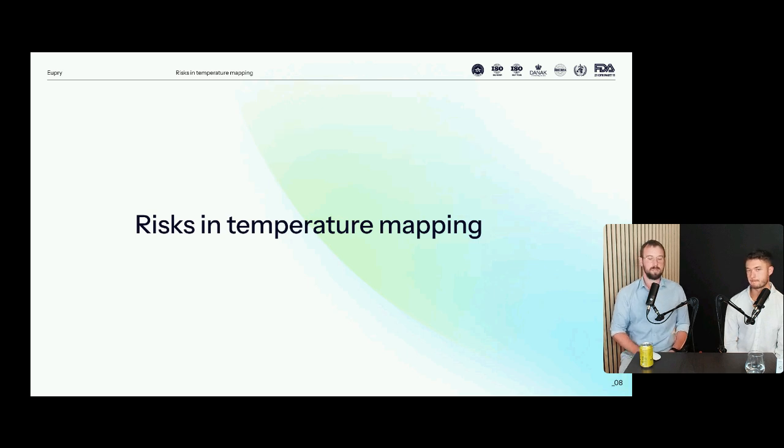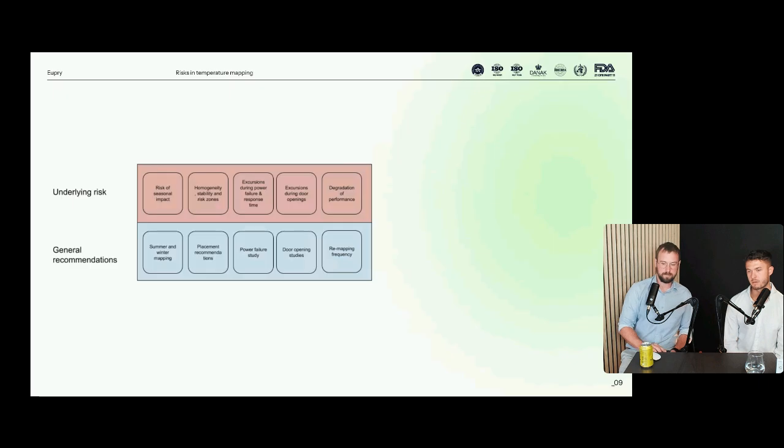There are some specific points, though, where, in my understanding, the standards and guidelines provide a set of general recommendations, but they do not provide the rationale behind the underlying risk assessment that led to those different recommendations. And this is what we've drawn up in this small graph here.